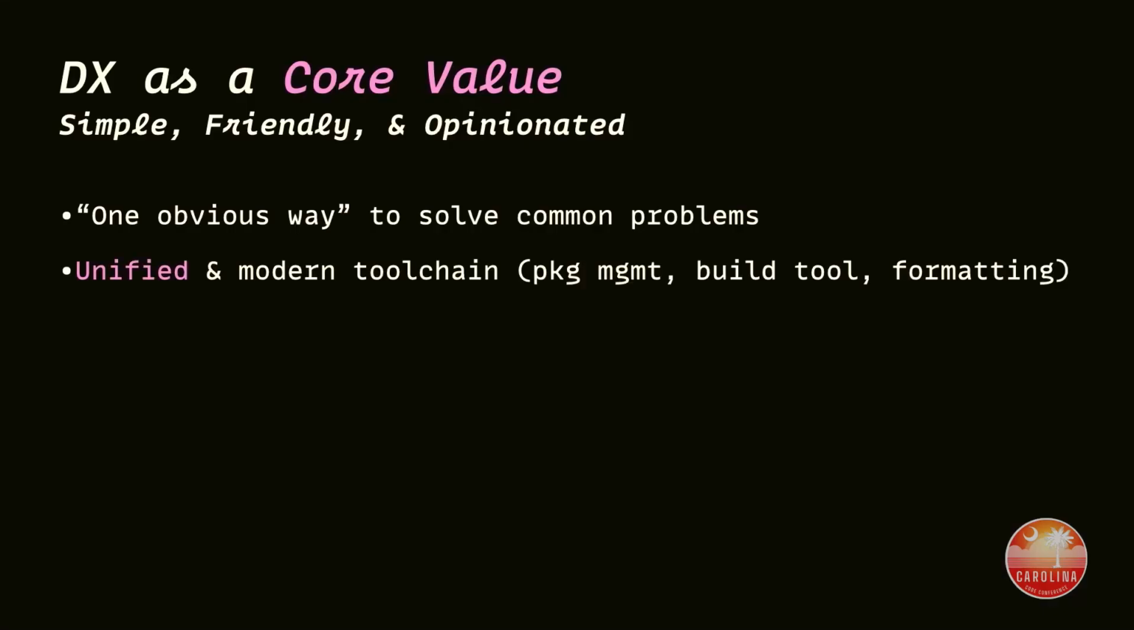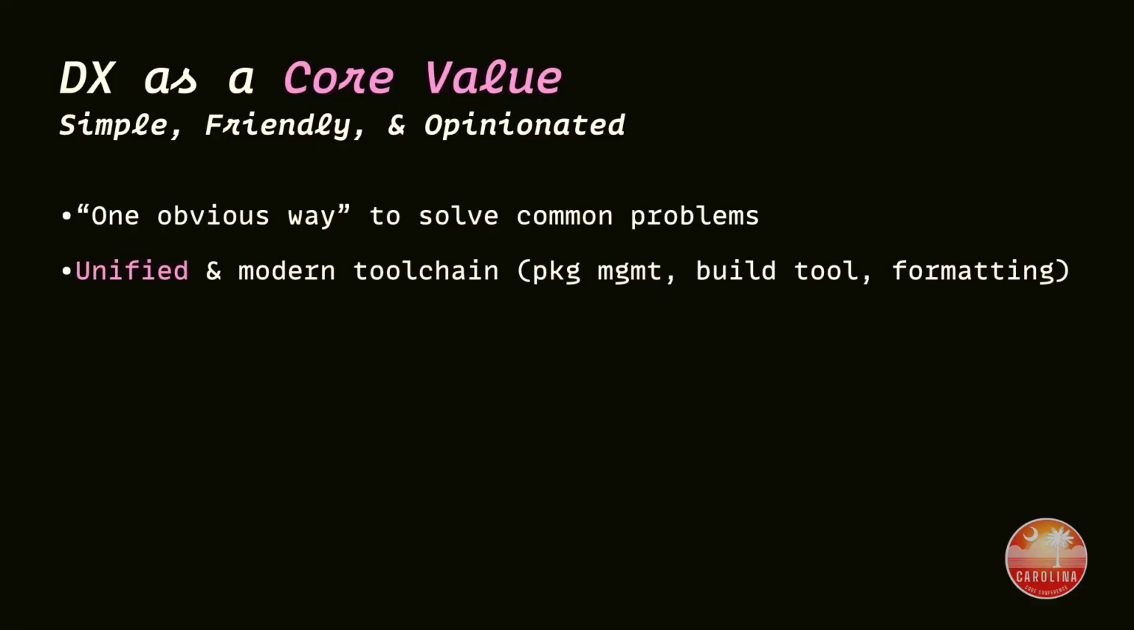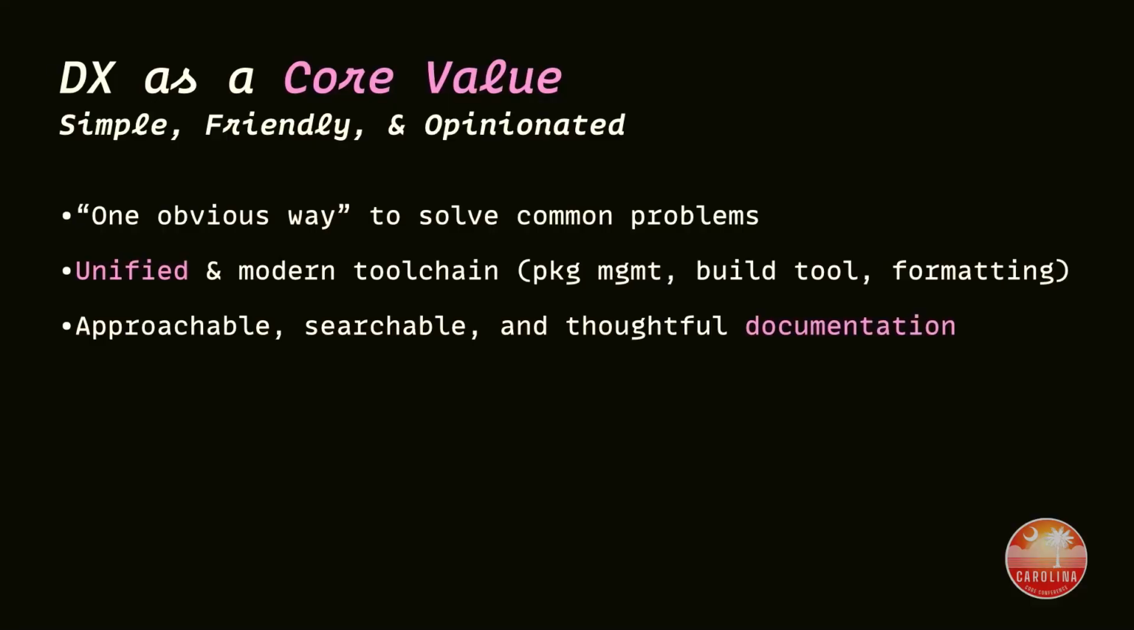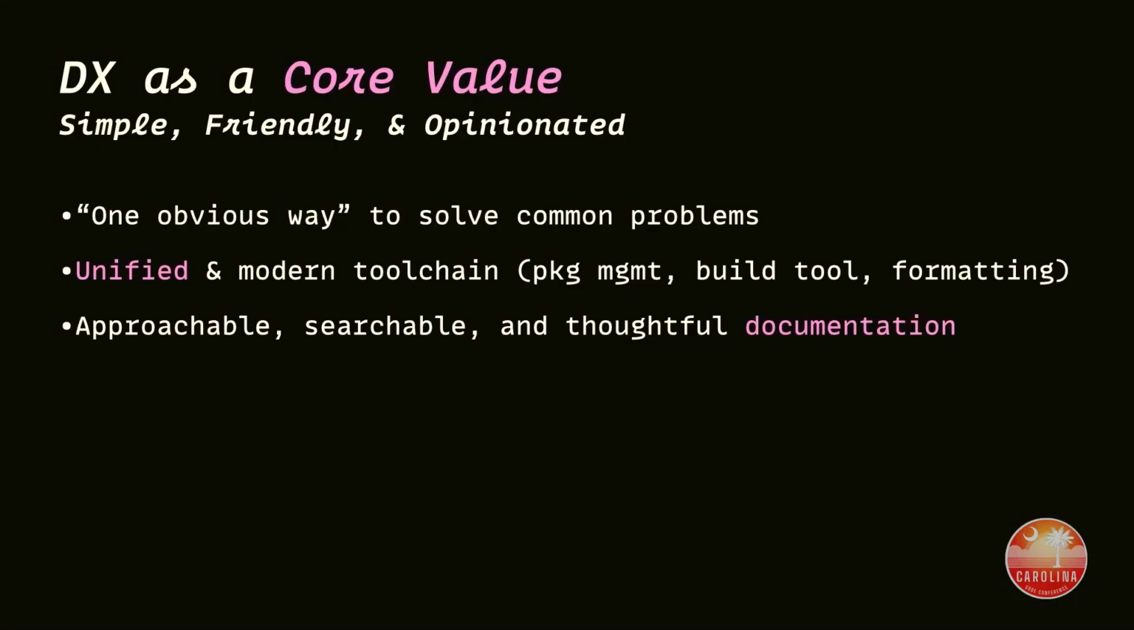I want a unified and modern toolchain. I want package management, the build tool, formatting, documentation generation. I want that all in one binary. I don't want to have 5 different tools to do all these things. I don't have to be updating my Prettier or Biome version all the time. I just want one version that's baked into the language. I want approachable, searchable, and thoughtful documentation. I think 2 languages in particular that get this really right is Elixir with HexDocs and Rust with cargo docs. They're top of the line. You can generate docs easily from cargo or from mix. It's just an amazing experience.